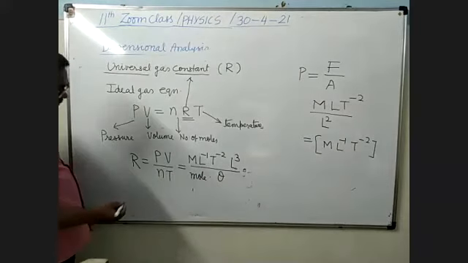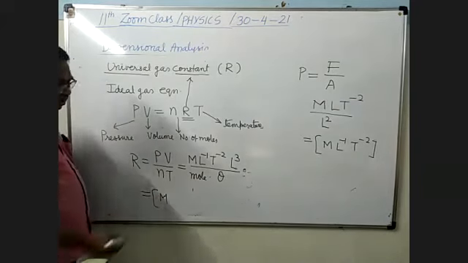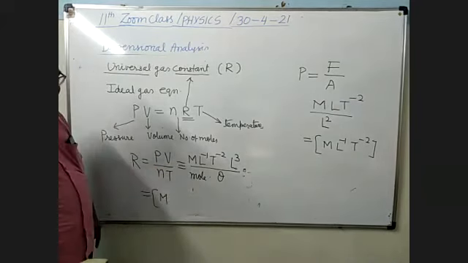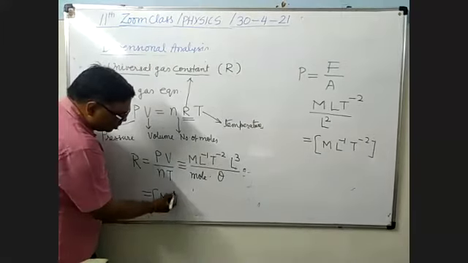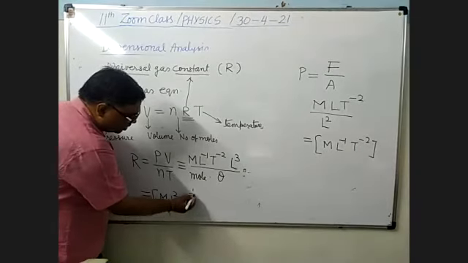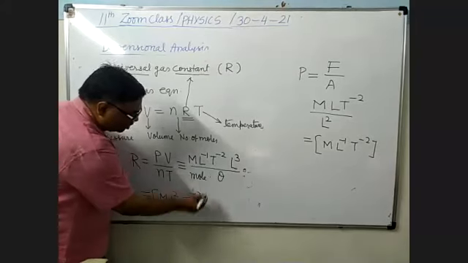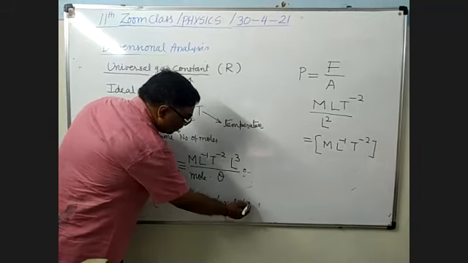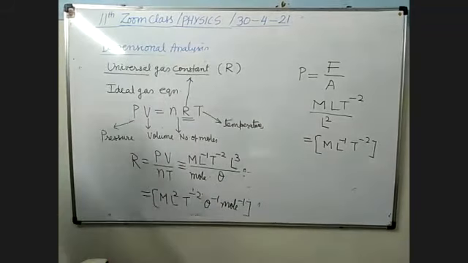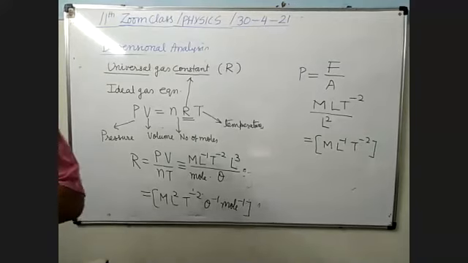Now you simplify. So it will be M, L minus 1, L cube means L square, T minus 2 upon theta, then theta minus 1, mole minus 1. This is the dimensional formula. Is this clear or not? Yes, sir.